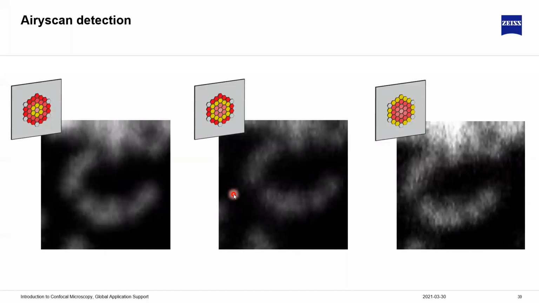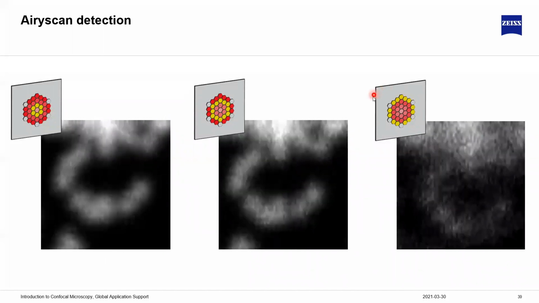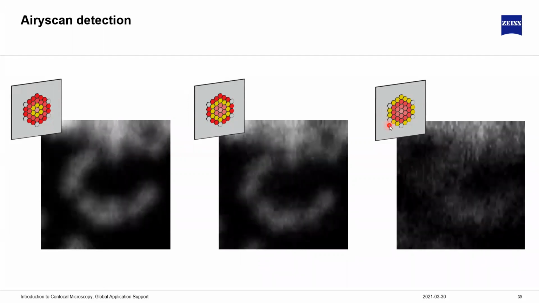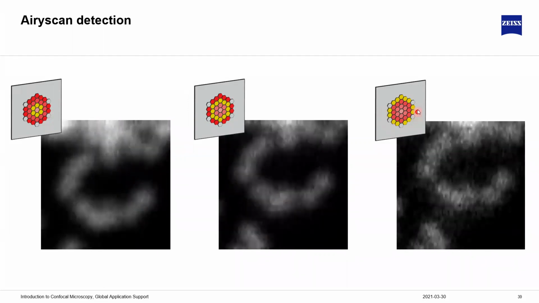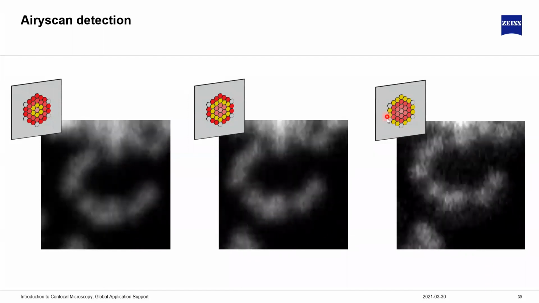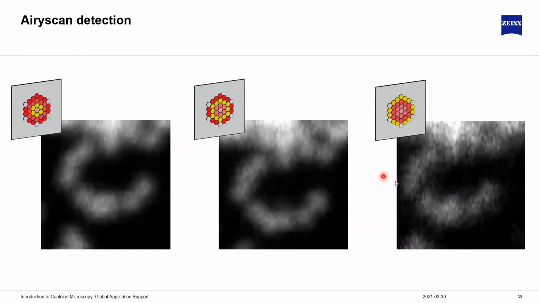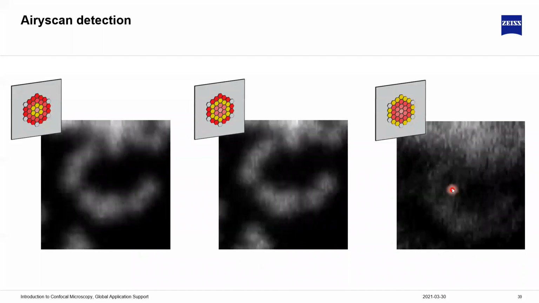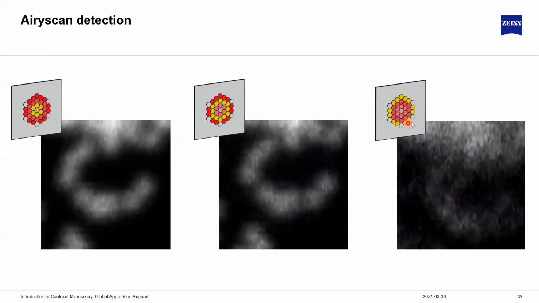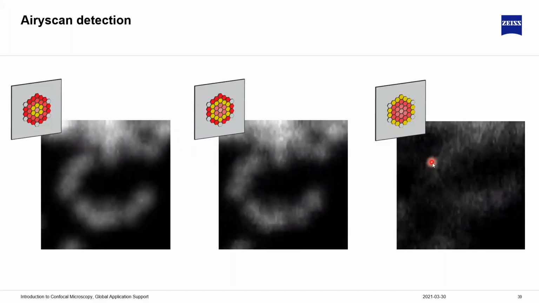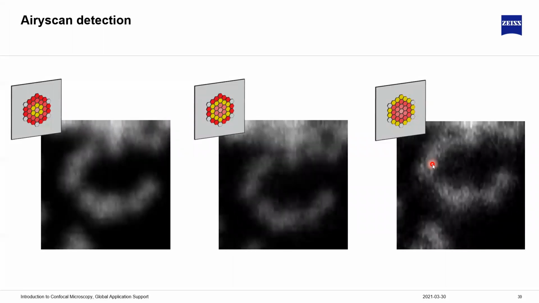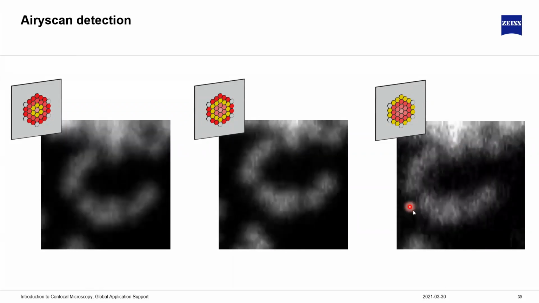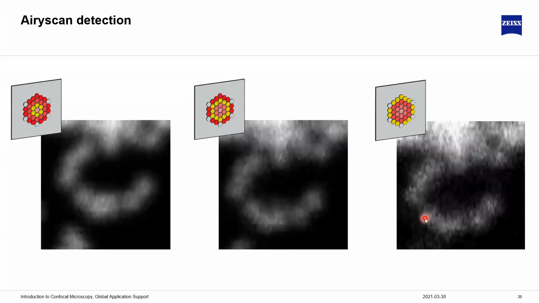This shift becomes even more obvious the more you go towards the outer rings of the Airyscan detector. So what you basically do, you take an image of your sample from different angles. In this case, the signal that you get from the very outer ring of the Airyscan detector is, of course, a little bit lower because you're looking at your sample from further away, but it still contributes at the end to the big picture.